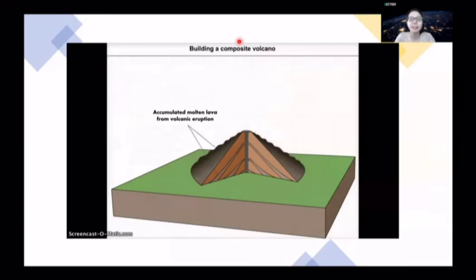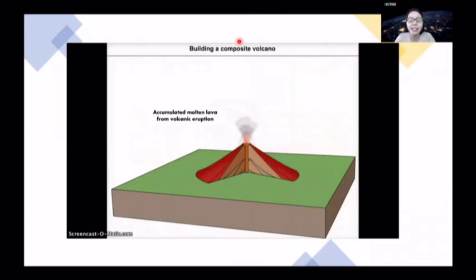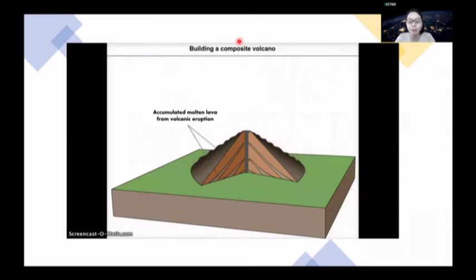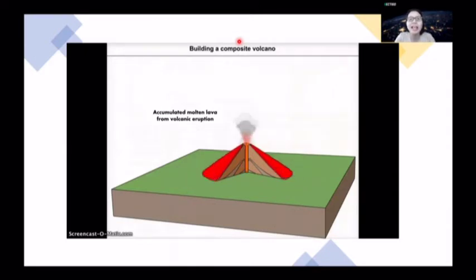Here's another animation of how volcanoes are formed. As you can see, as the eruption occurs, there will be an accumulation of lava that has been released by the volcano. This causes the volcano's high and cone-like structure.